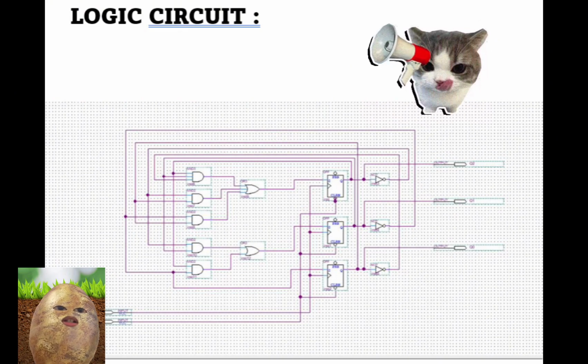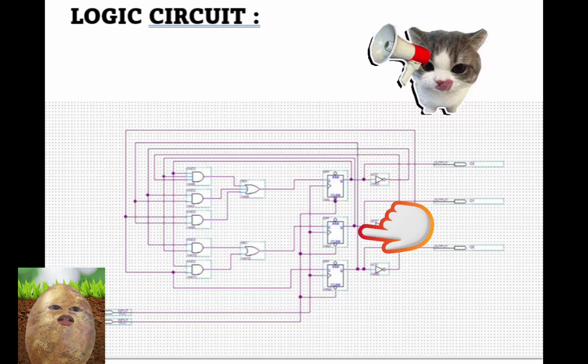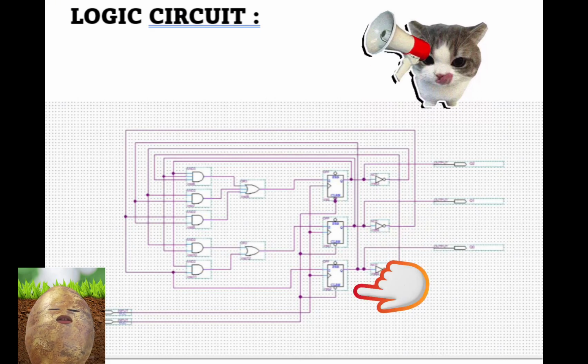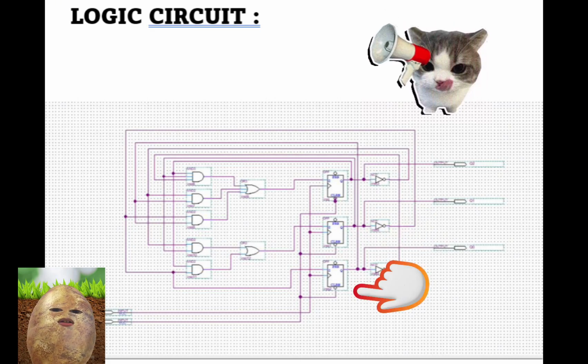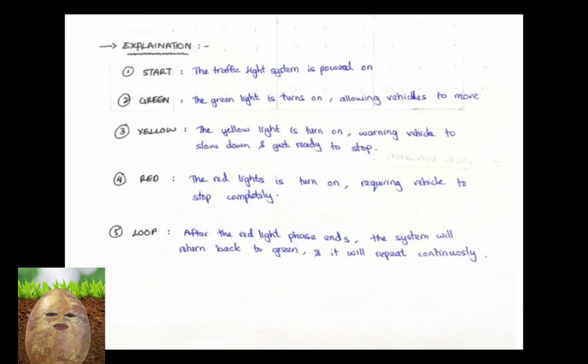In this logic circuit, the first D flip-flop can be represented as red, the second D flip-flop can represent yellow, and the third D flip-flop can represent green. This is a circuit waveform. There is a clock, there is a clear, and there is an output of Q2, Q1, and Q0.